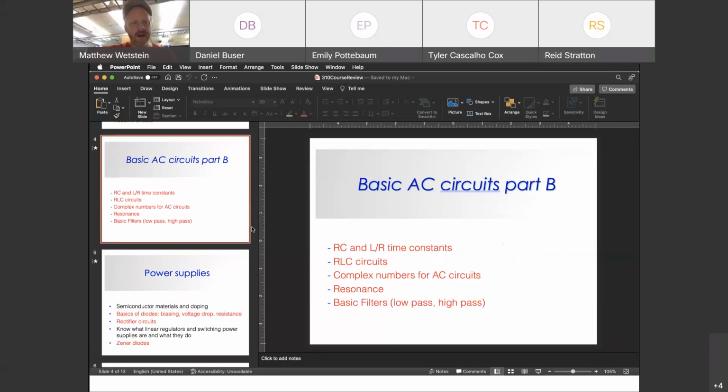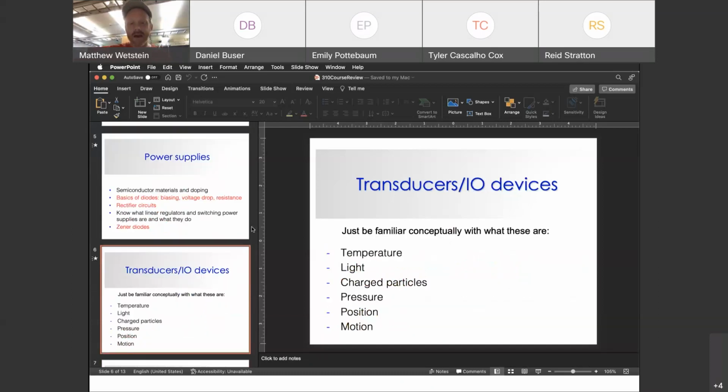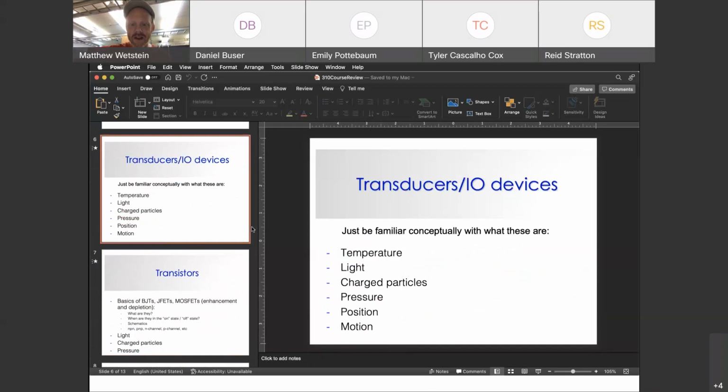For the power supplies section, I want you to understand the basics of diodes, like the voltage drop across a diode, resistance, which direction to bias them in, what happens if they're reverse biased. From both the lab and class, how basic rectifier circuits work to convert AC into DC, and have some familiarity with Zener diodes. For the transducers and I/O devices, just know what they are.